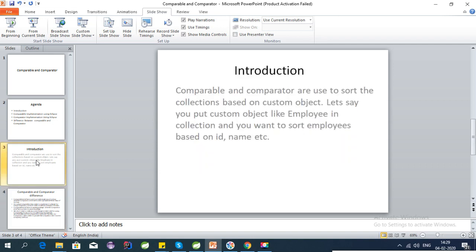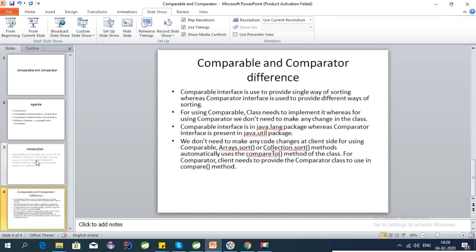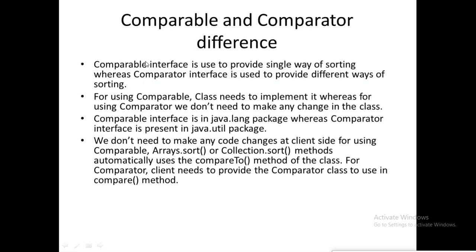So let's talk about some of the differences between comparable and comparator. The first difference is that the comparable interface is used to provide a single way of sorting, whereas the comparator interface is used to provide different ways of sorting. In my last video I used comparable, where I was able to sort the employee objects based on the name. Here, using comparator, I'm able to sort based on different fields. So that is the first difference.